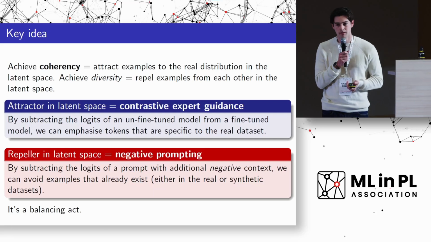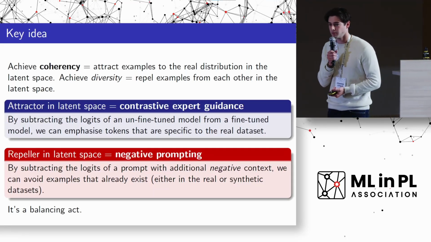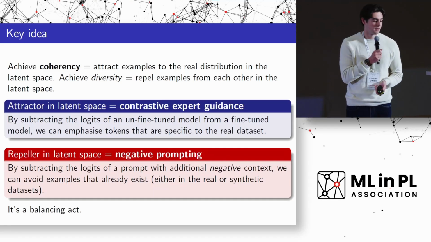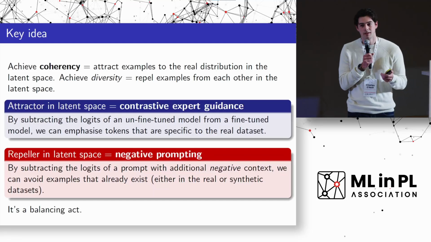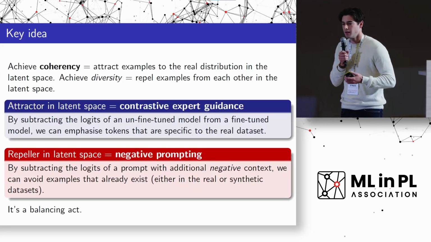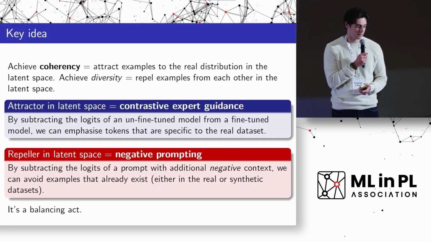I think the best way to think about this is to imagine some sort of real data distribution that we want to sample from, for instance, the data distribution of scientific hypotheses. So we need an attractor in order to maintain coherency or fidelity or whatever you want to call it. That attractor simply draws synthetic examples into that real data distribution.